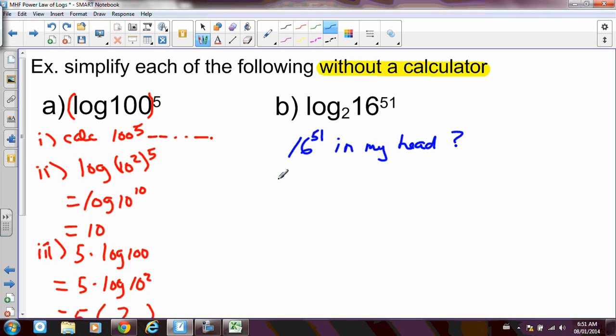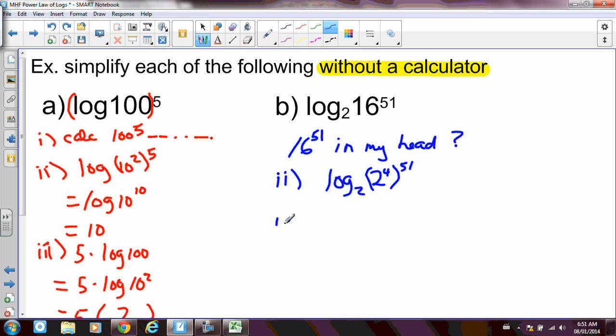I can rewrite this as log to the base 2, 16 is 2 to the exponent 4, and have an exponent of 51 on the outside. And that is legitimate. I think it's probably a little nicer to get the 51 out front to start, but certainly this is the same thing, just in a couple of different steps.